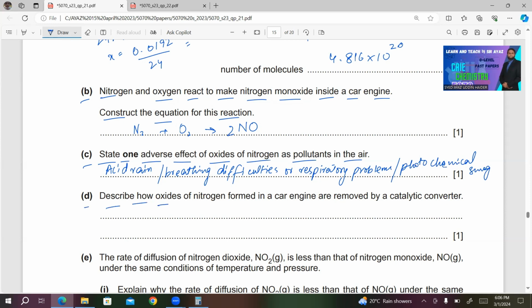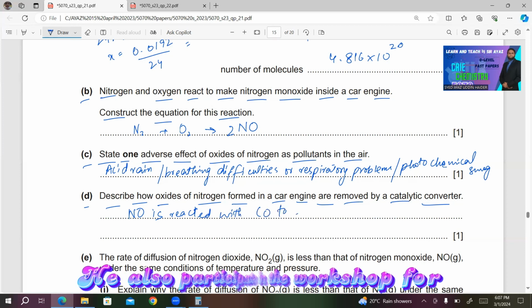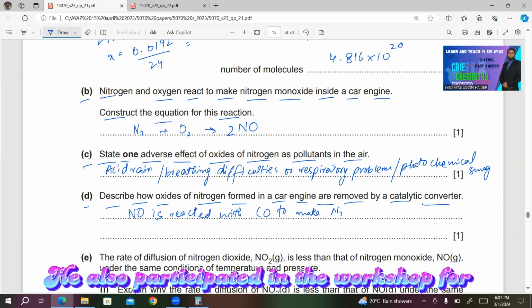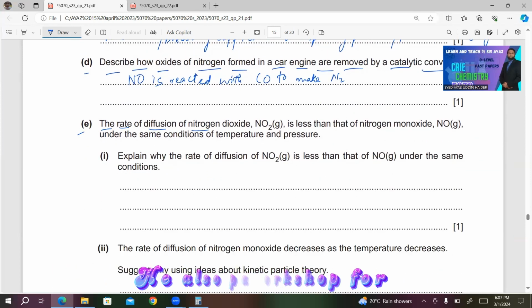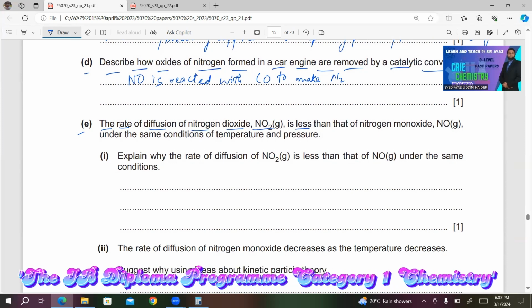D. Describe how oxides of nitrogen formed in a car engine are removed by a catalytic converter. NO reacts with poisonous carbon monoxide to make N2. NO is reacted with CO to make N2. Part E. The rate of diffusion of nitrogen dioxide NO2 gas is less than that of nitrogen monoxide NO gas under the same conditions of temperature and pressure.